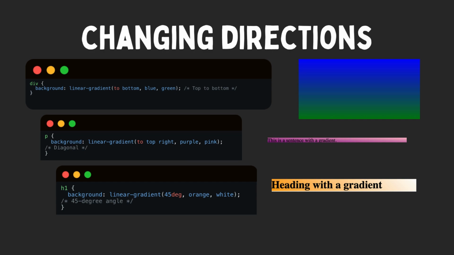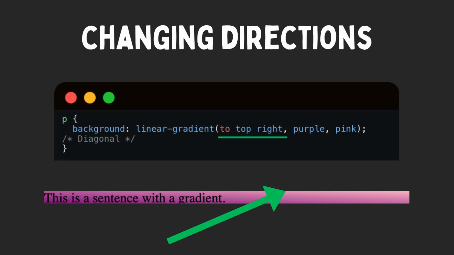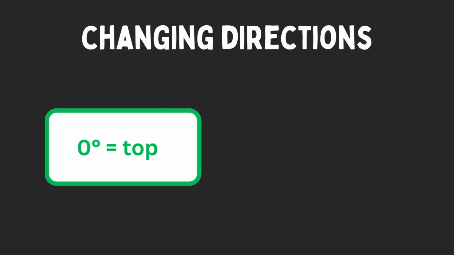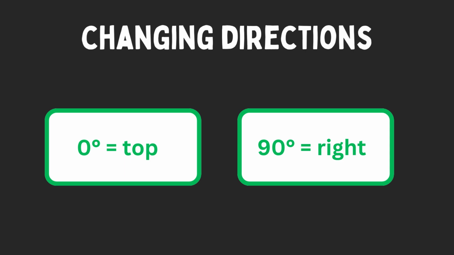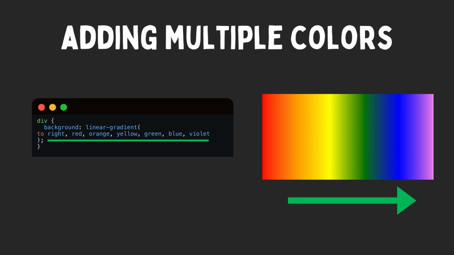You can control the direction of the gradient using keywords or angles. For example, to bottom, to right, or at a 45-degree angle. With angles, 0 degrees starts at the top and 90 degrees starts from the right. You can go beyond 360 degrees for even more control. You can create vibrant gradients by adding more colors. Just list them in the order you want. This creates a rainbow-like gradient from left to right.